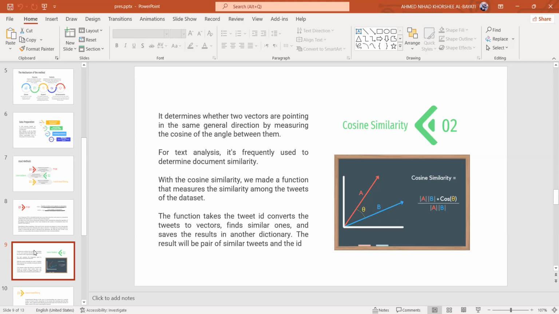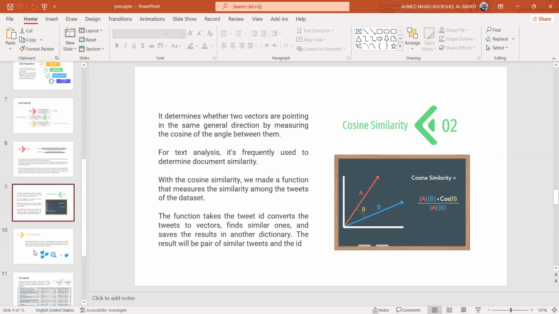The function takes the tweet ID and converts the tweet to a vector. After converting the tweet to a vector, the function will find the similar ones and save the result in another dictionary. The dictionary will result in pairs of similar tweets and the ID. In our process, we use the ID to find the similar tweet. The vendor, after that, will insert the ID and configure how many tweets he wants to be recommended, and we will see that in the results section.